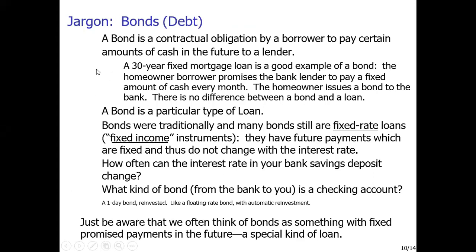So a bond is a contractual obligation by a borrower to pay certain amounts of cash in the future to a lender. A 30-year fixed mortgage loan is a good example of a bond. The homeowner borrower promises the bank lender to pay a fixed amount of cash every month, just like when we apply for a loan from GSIS, SSS, Pag-ibig. That is similar to the fixed mortgage loan. But in the US, that is in the form of a bond, while ours is, we simply write a contract.